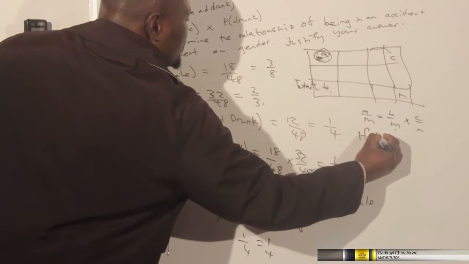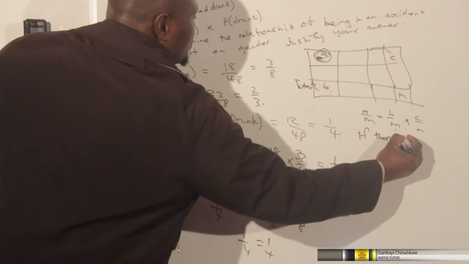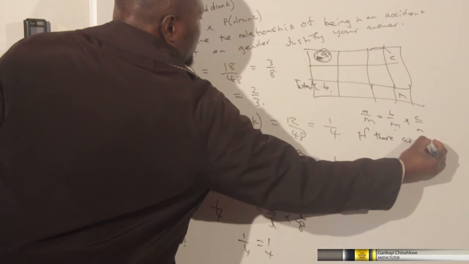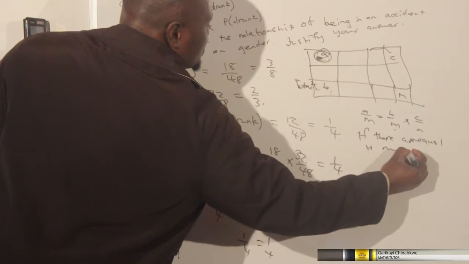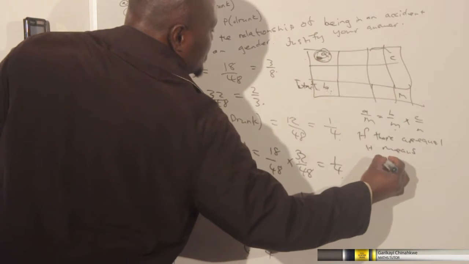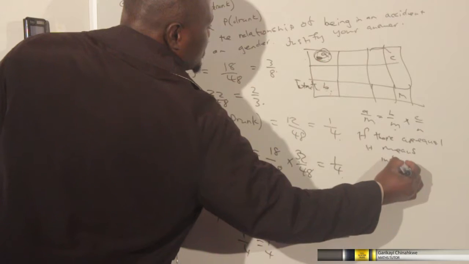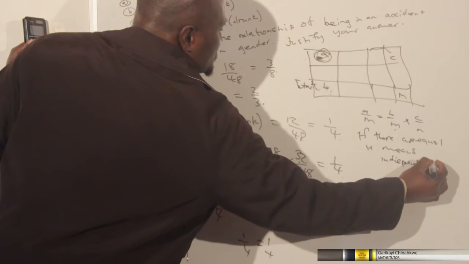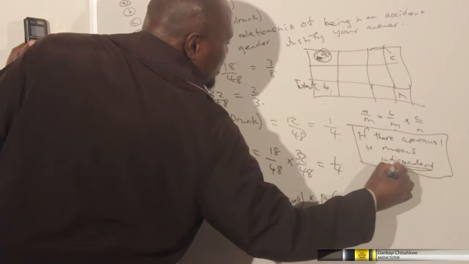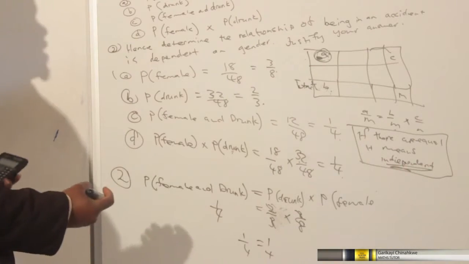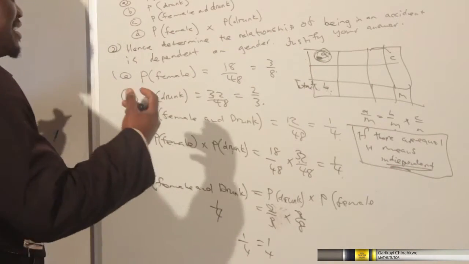If they are equal, it means independent. If they are equal, it means what? It means independent. If they are not, then they are dependent. In this case, they are equal.